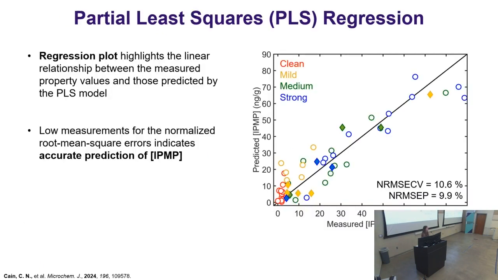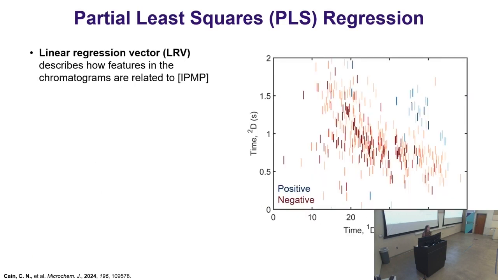So first, looking at that regression plot, as I said, this highlights the linear relationship between the measured property values and those predicted by our PLS model using the chromatographic information for all those hits discovered by F ratio. And what we see is that we have this really good correlation between the measured and predicted IPMP concentrations. They're falling pretty much along that 1-to-1 line in black, and we have very low normalized root mean square errors of prediction, approximately 10%. More interesting to look at is actually the linear regression vector.